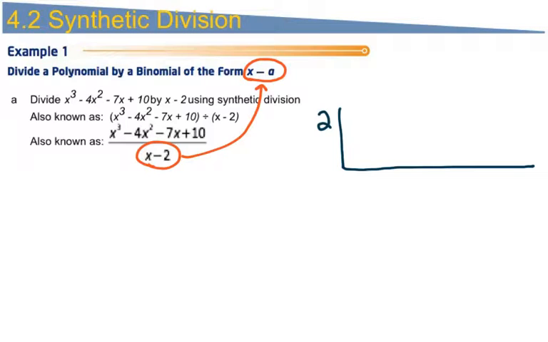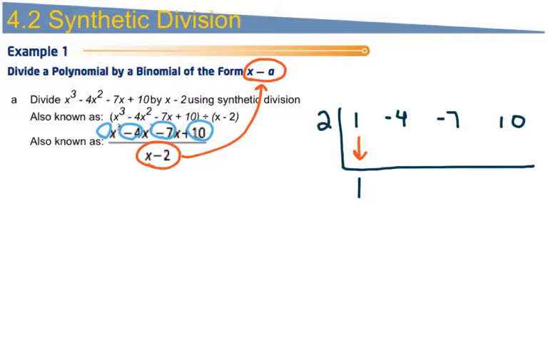Inside the L goes the coefficients of all the terms on top. So we have 1x cubed, negative 4x squared, negative 7x, and plus 10. The way synthetic division works is the first number always gets pulled down and written outside at the bottom of the L.